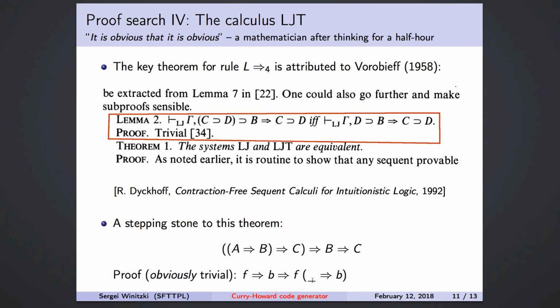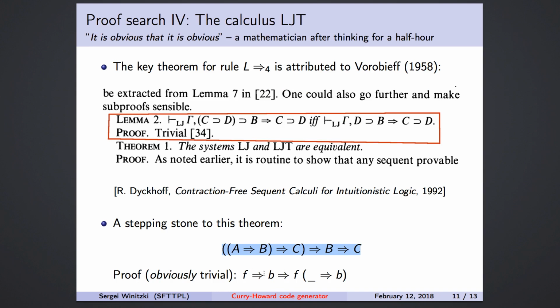Now, this key theorem is attributed to Vorobyev, who published in some completely obscure place. But here's what I got from a paper by Dikov. And this is this key lemma, which is written in this notation, which is equivalent to what I had on the previous page. And the proof is trivial, as you see. Right, now, I don't know why it is trivial, but I can give you a stepping stone to proving this, which is trivial, which is this. So this is really trivial, yes, right?